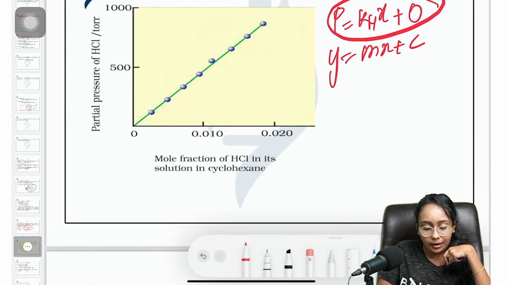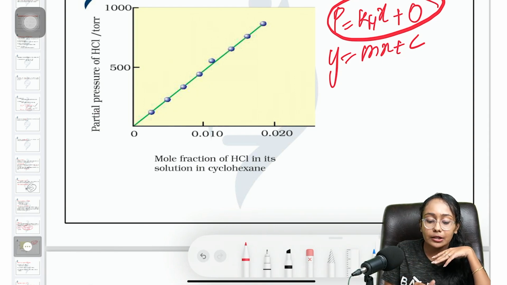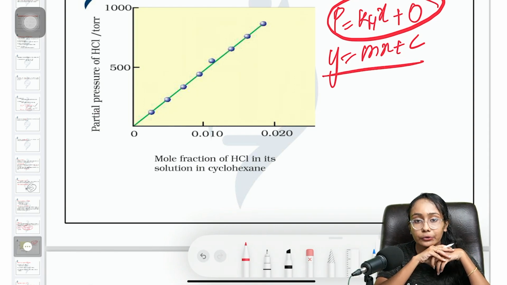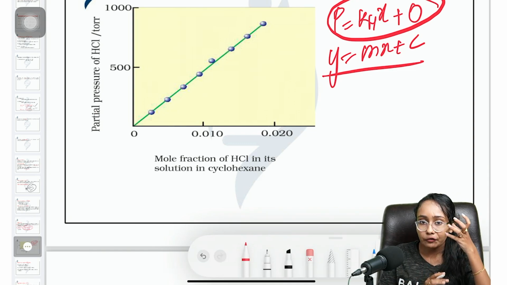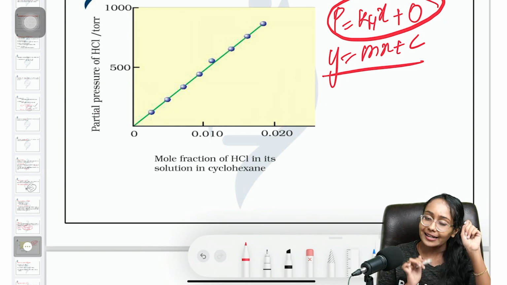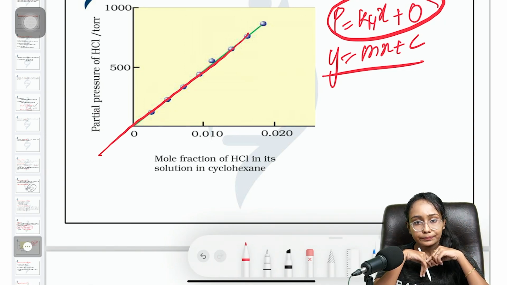So see, P equal to Kh into mole fraction. It is similar to the equation of a straight line, y equal to mx plus c. So when we plot Henry's law in a graph, you need to take the partial pressure on the y-axis and mole fraction on the x-axis. So it will be a straight line passing through the origin.